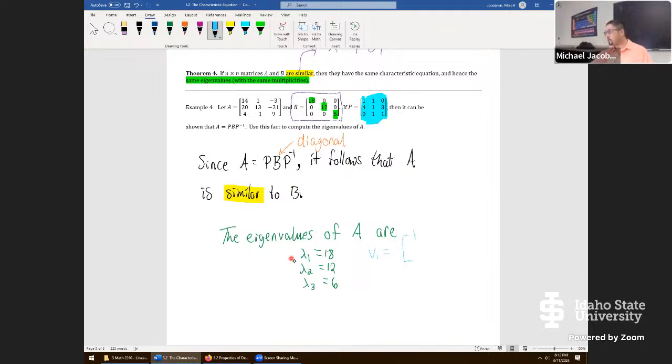V1, 140. Let me double check that's readable. Okay, it's kind of hard to see on my screen over here. V2, corresponding to lambda 2, is 111. And V3, corresponding to lambda 3, is 031. So if you know you have a similar matrix, you know just about everything with the total eigensystem.